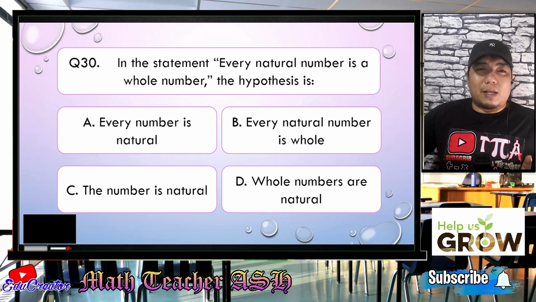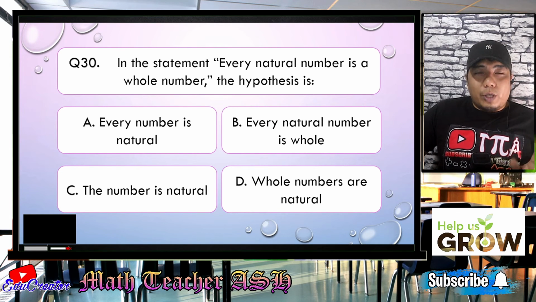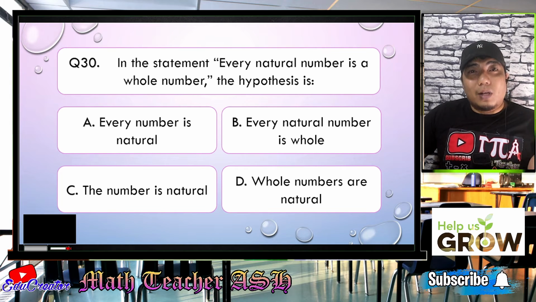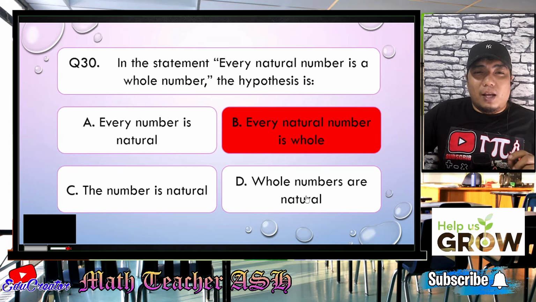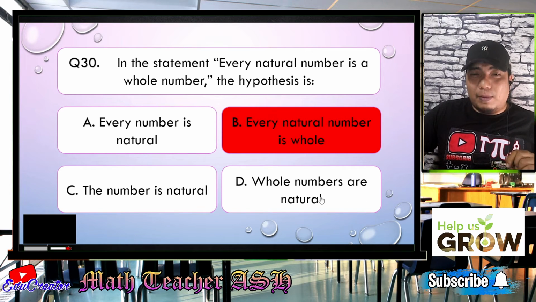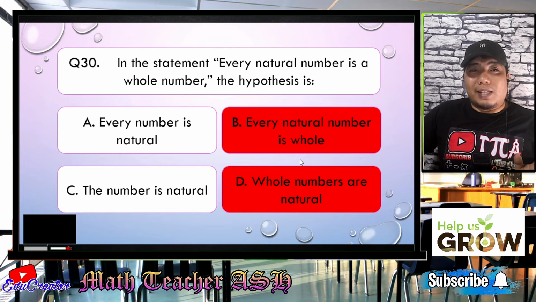So, my dear math learners, in order to answer this question, what we need to do here is to transform every natural number into a statement. So every number is natural, every natural number is whole, so that is already wrong because it already considers the second statement wrong. Whole numbers are natural, so the second statement, whole numbers, that is also wrong. So which among these is the correct answer? The correct statement here is that every natural number is a whole number.